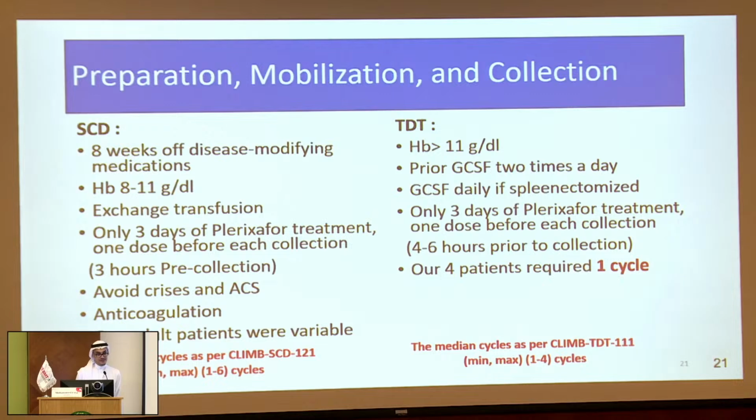You start with GCSF 4 days earlier. The only thing you need to keep in mind is, if you have a splenectomized thalassemia patient, then you need to adjust the GCSF to once a day, or like half dose, so 5 mcg per day instead of the 10. And we give the Plerixafor 4 to 6 hours prior this time in thalassemia patients per protocol, and usually they require 1 cycle. The average is 1 to 4, but 1 is usually enough. And with our 4 patients who were collected, all got 1 cycle.